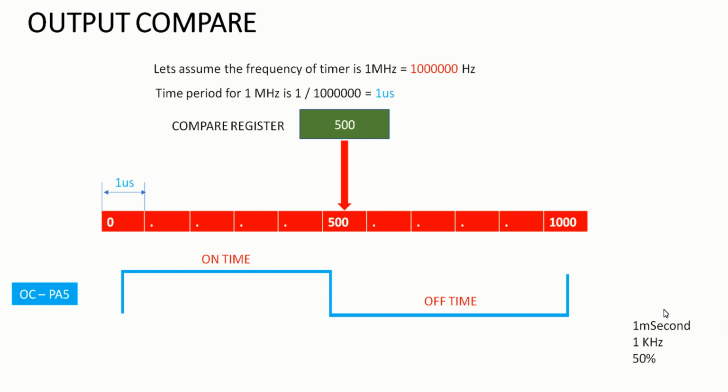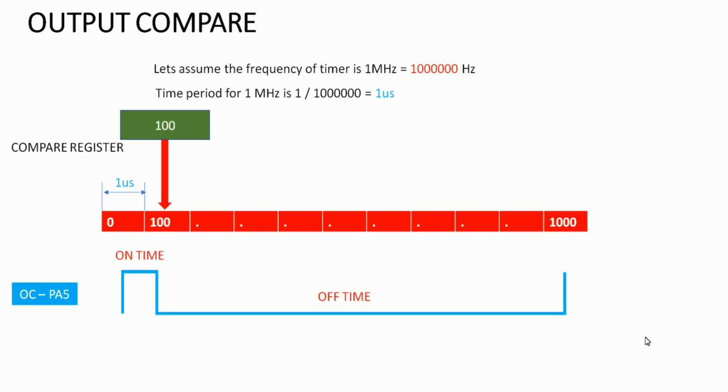Here you can see the time period for the wave is 1 millisecond and the PWM frequency is 1 kilohertz with a 50% duty cycle. If you want to vary the duty cycle, you can give a different value in the compare register. As you can see, I have given 100 here. As the timer starts, the PWM pin will be made high, and when it reaches 100, it will toggle from high to low, and it will remain off for the rest of the timer period until 1000. This process continues, and here the time period is the same 1 millisecond and the frequency is also 1 kilohertz, but the duty cycle is changed to 10%.